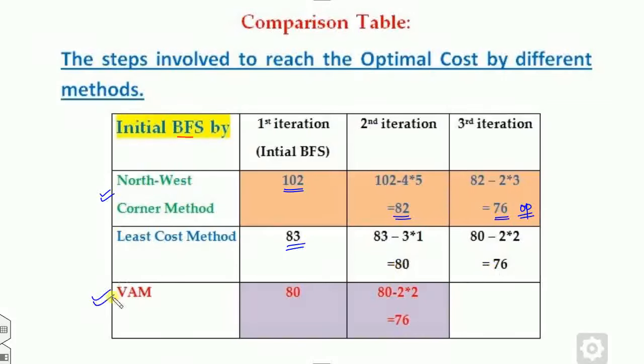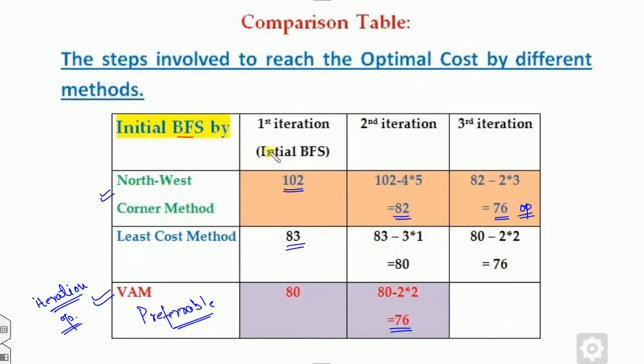For the VAM method, the initial solution is 80, and after the first iteration it comes to be optimal. That is, in the VAM method there are always fewer iterations to reach the optimal one. So that's why VAM is always preferable. If nothing is specified for solving the transportation problem, always prefer the VAM method.